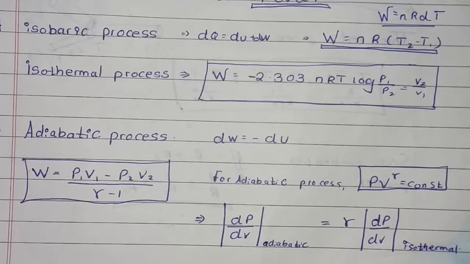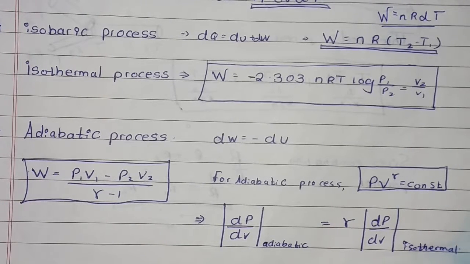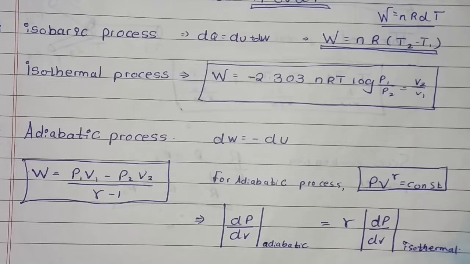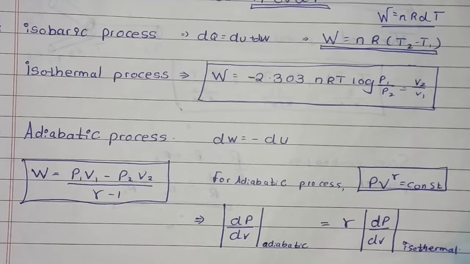Last thing, don't look at these. dP upon dV in adiabatic process equals gamma times dP upon dV in isothermal process. That is, change in pressure upon change in volume in any adiabatic process is change in pressure upon change in volume in any isothermal process multiplied by gamma. Now let's get on to our next page.